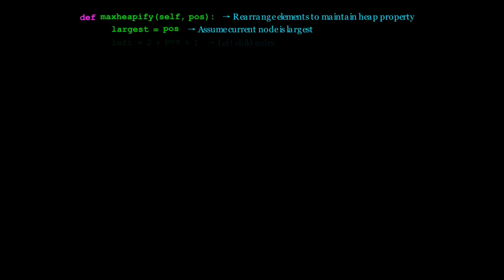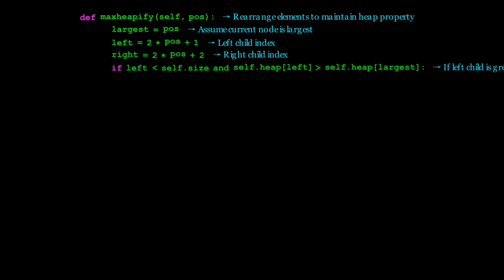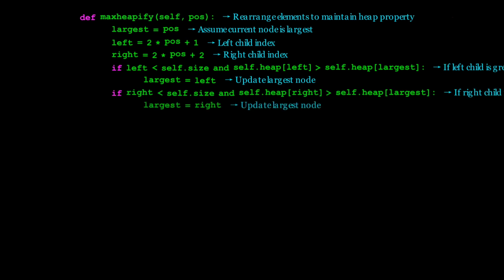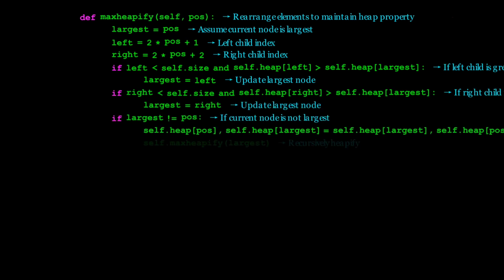Now let's look at the max heapify method, which is essential for maintaining the heap property when removing elements. This method takes a position and assumes the current node is the largest, calculates the indices of the left and right children, and checks if either child is larger than the current node. If a larger child exists, swap with that child, then recursively continue the process downward.